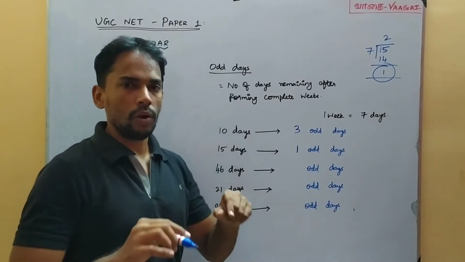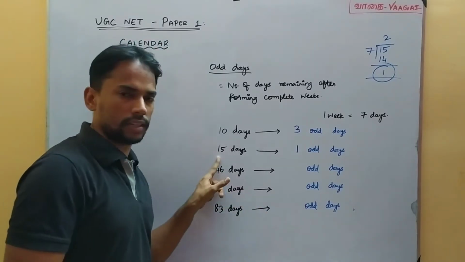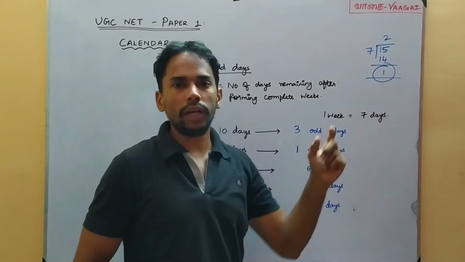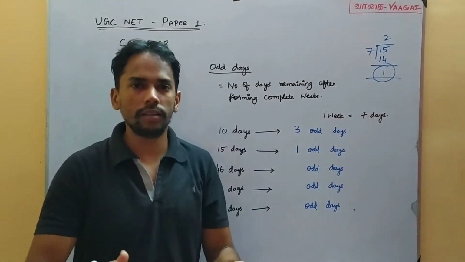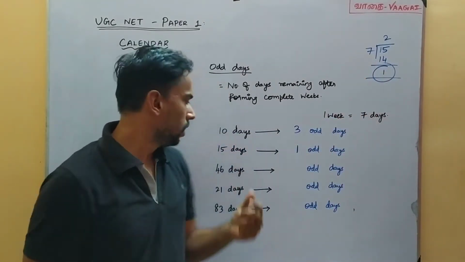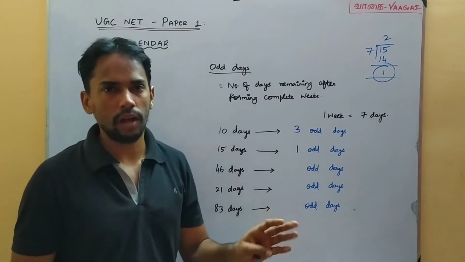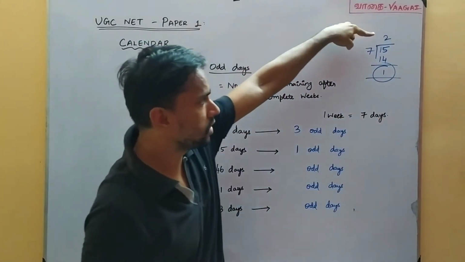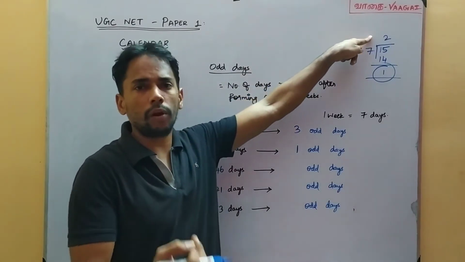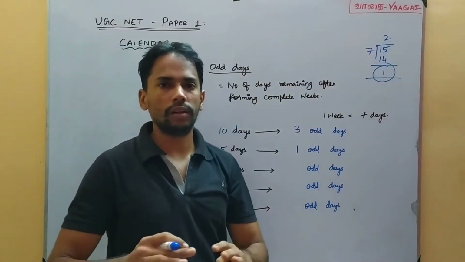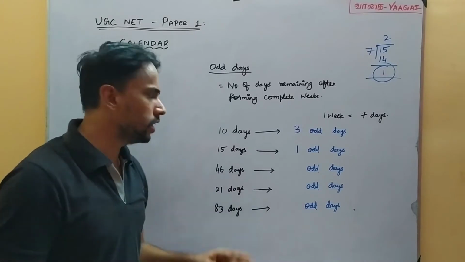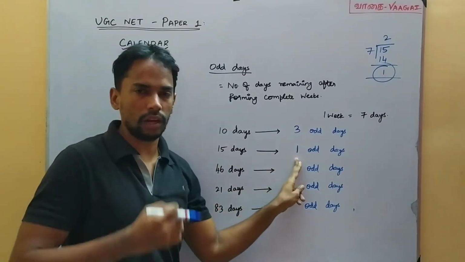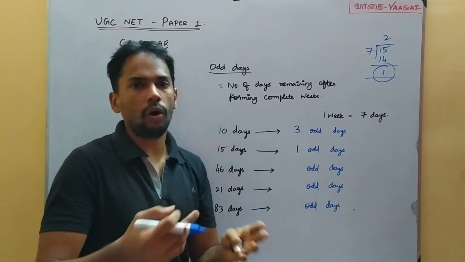So what you can do is simply take the collection and divide it by 7. Whatever remainder you get, that remainder tells how many odd days you have for that number of days. There's nothing to worry about regarding the quotient you are getting. The quotient represents the number of weeks formed, but that doesn't affect our calculation. All we need is the remainder, because that remainder tells how many odd days there are.